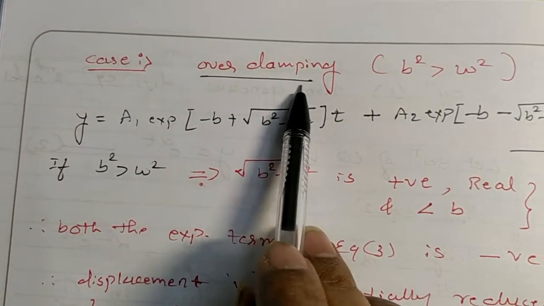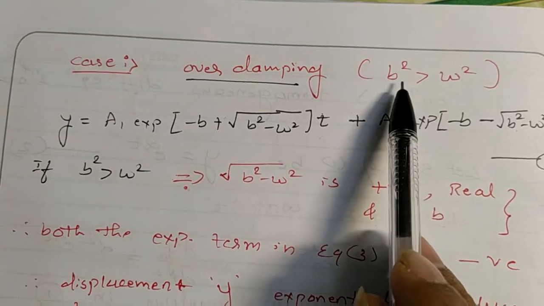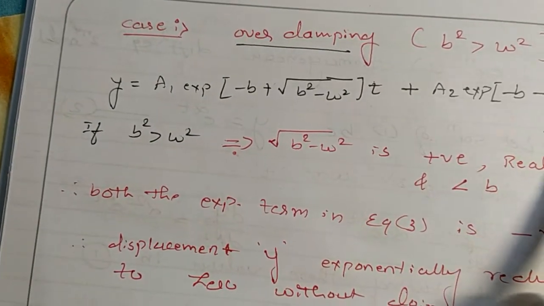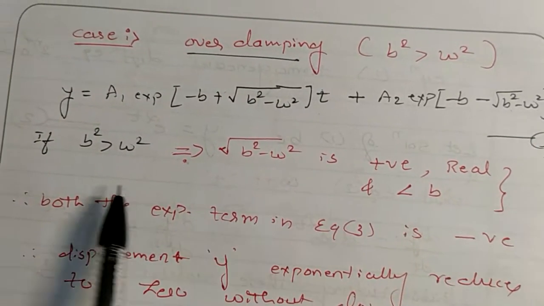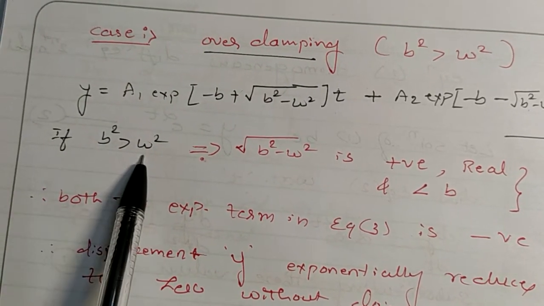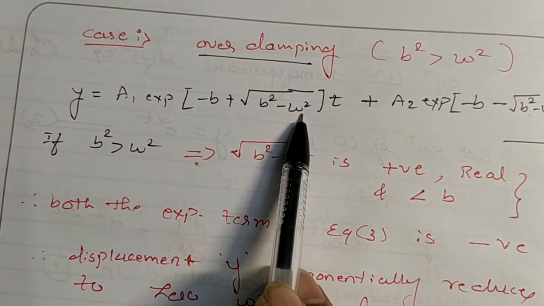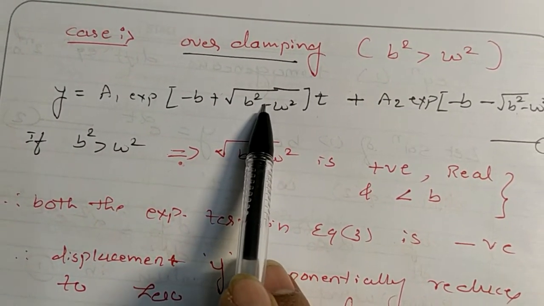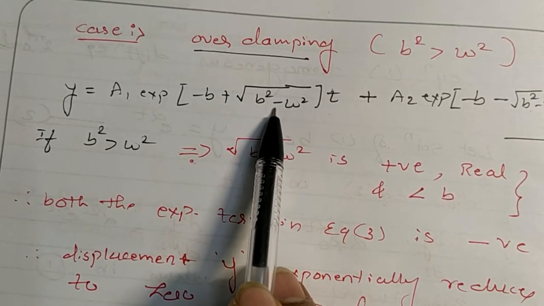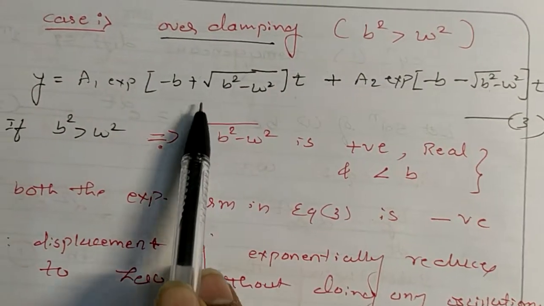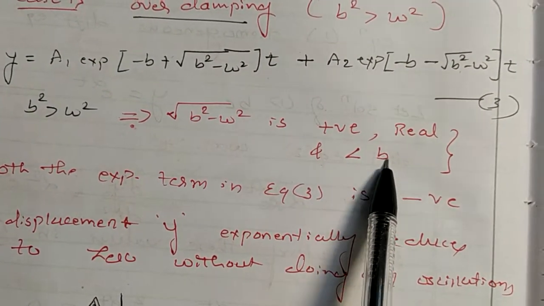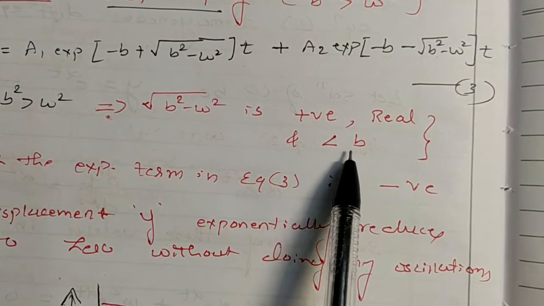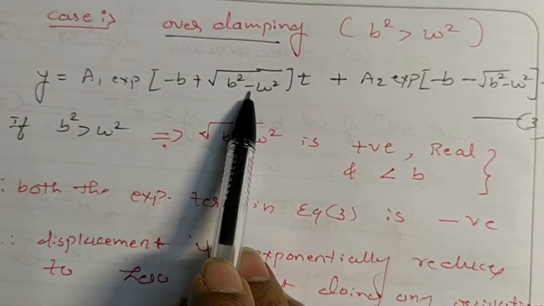First we shall consider the overdamping case, that is b² greater than ω². Again I have written the last equation number 3 here. If b² is greater than ω², what does it indicate? b² minus ω² is positive. The quantity inside the square root is positive, and the square root of a positive quantity is real. So the square root of b² minus ω² must be less than b, because the square root of b² is b.